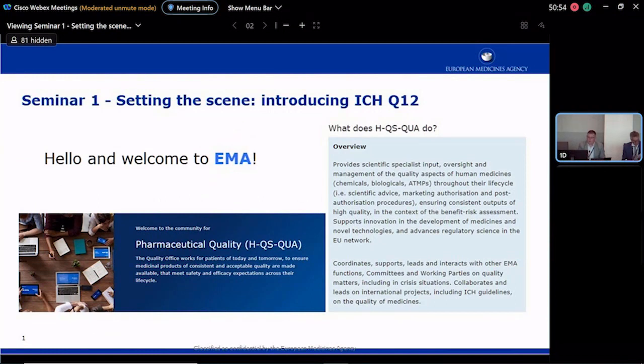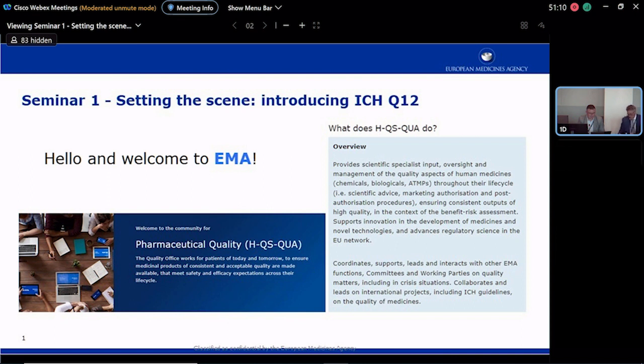So, the Pharmaceutical Quality Office of EMA, we support all aspects of CMC lifecycle management, from the early development, scientific advice, dealing with academic and industry applicants, through the authorization process, and after approval, managing the product lifecycle. We support a number of working parties, in particular the Quality Working Party and the Biologics Working Party of the CHMP, which are responsible for assessing the CMC aspects of medicinal products coming through the centralized procedure.